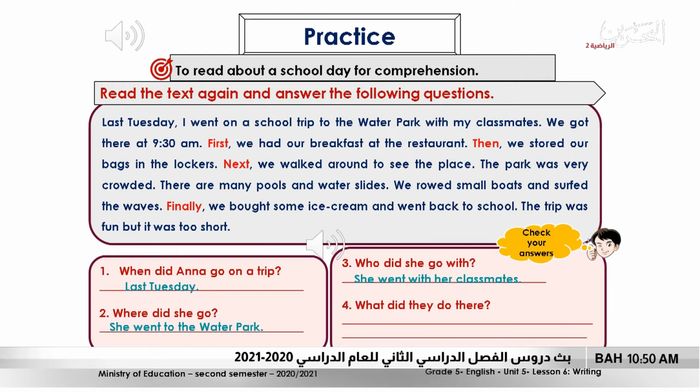Question 4. What did they do there? First, they had their breakfast. Then, they stored their bags in the locker. Next, they rowed small boats and surfed the waves.